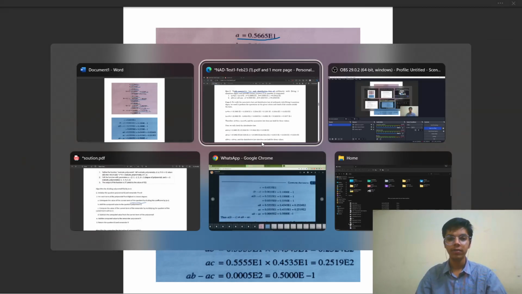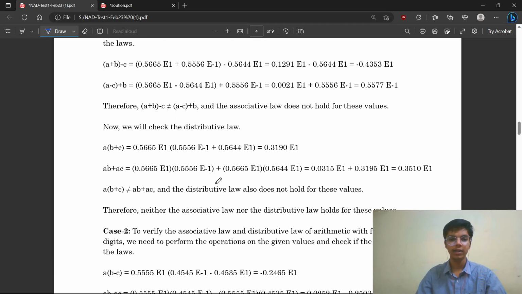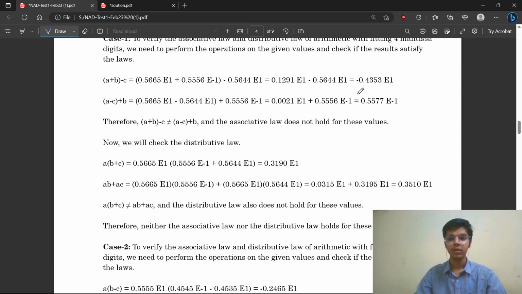Here, if you see, there is a difference between this value and this value. That means the left hand side is not equal to the right hand side. Therefore a plus b minus c is not equal to bracket a minus c plus b, and the associative law does not hold for these values.